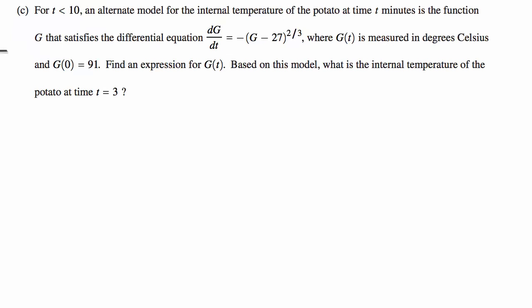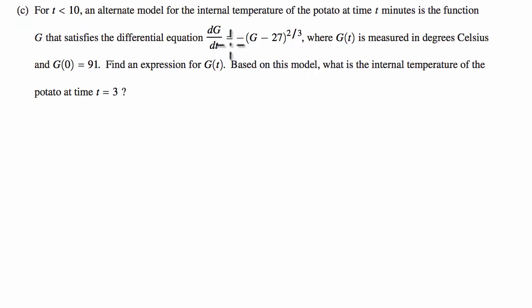Let's now tackle part C, which tells us for t less than 10, an alternate model for the internal temperature of the potato at time t minutes is the function g that satisfies the differential equation: the derivative of g with respect to t is equal to the negative of (g minus 27) to the 2/3 power, where g of t is measured in degrees Celsius and g of 0 is equal to 91. Find an expression for g of t. Based on this model, what is the internal temperature of the potato at time t is equal to 3?